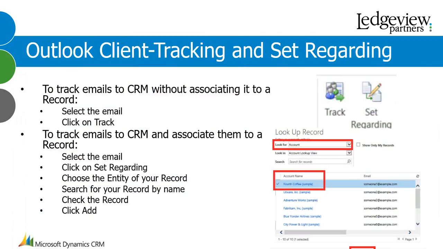track. Now the disadvantage to tracking is that all it's doing is putting it into CRM. It's not actually associating it to any record. So you'll be able to see that under the My Activities or All Activities section. If you want to associate that email to a record, so a lead, contact, opportunity, account, any of those, you're going to follow a few different steps. I'm going to show you exactly how to do both of these.